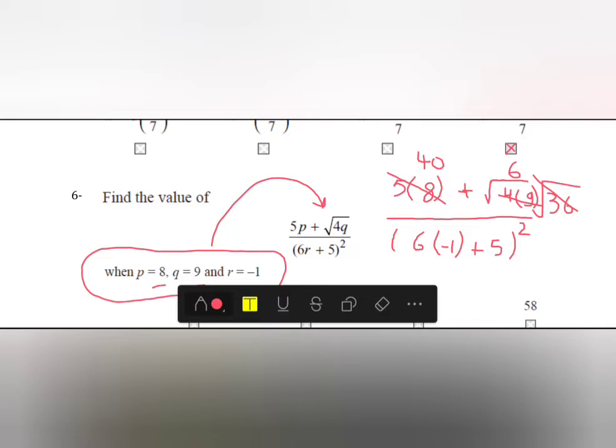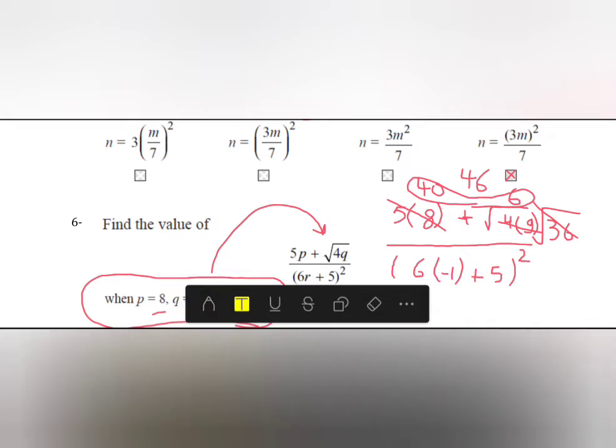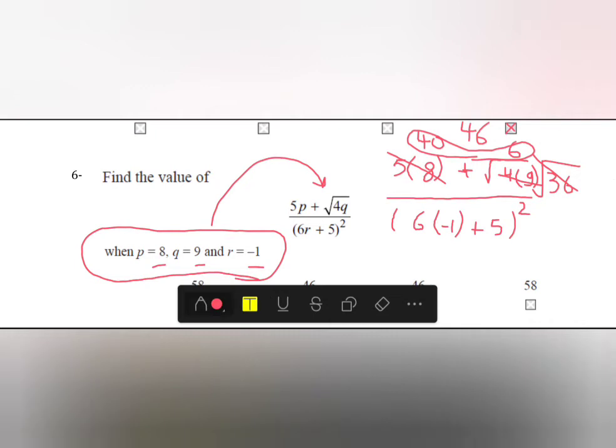Now at the end we add 40 and 6. They're gonna be what? Very good. They're gonna be 46. So we add these together, they're gonna be 46. Now, after finding the numerator, let's write it here so we can understand what we are doing. So we have 46 in the numerator here. And now we're gonna work on the denominator step by step.